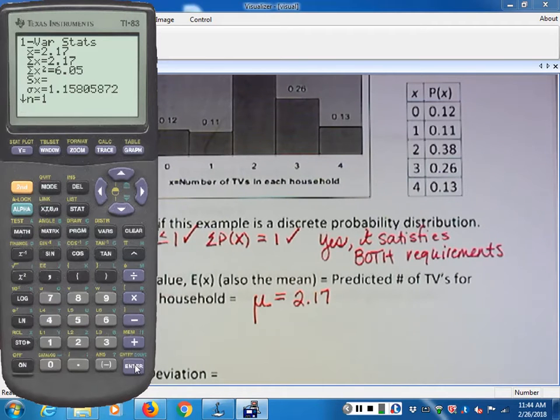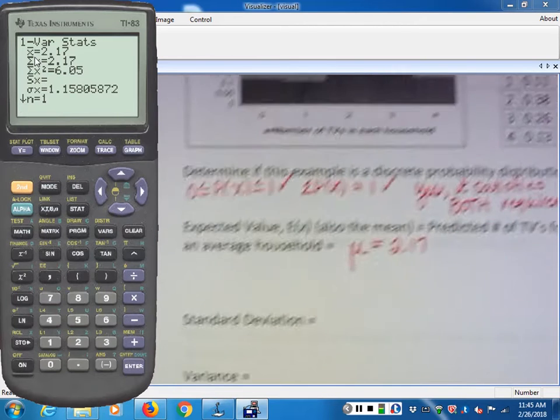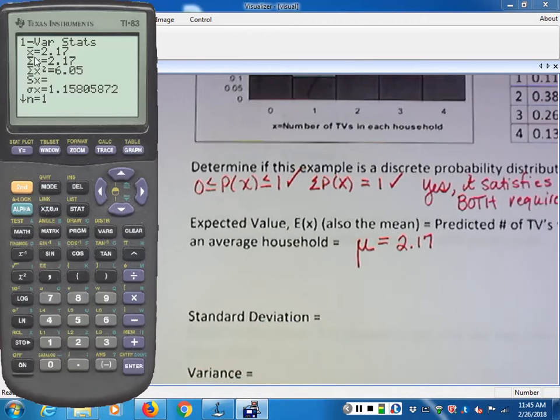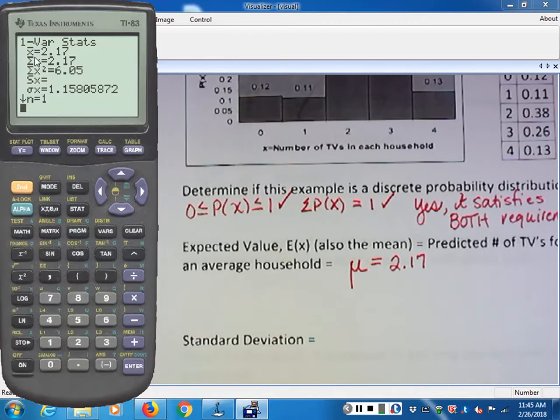Now notice that even though the calculator symbol is X bar, you have to know that because it's a probability distribution, it's going to be mu or E of X. The calculator symbol isn't necessarily going to be the right symbol. It's the same formula, and the calculator doesn't use multiple symbols for the same formula.